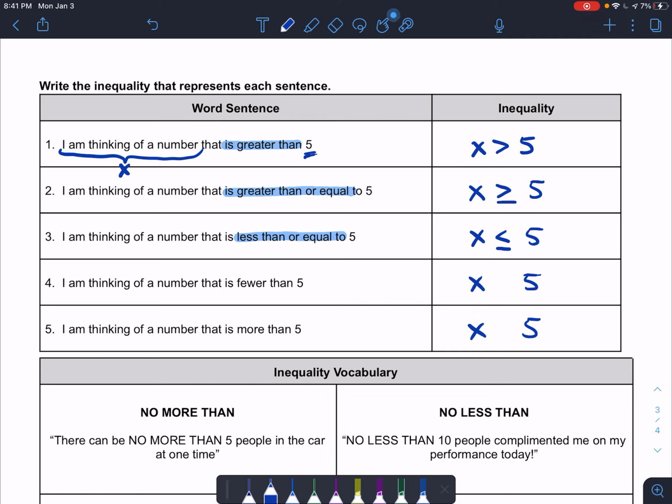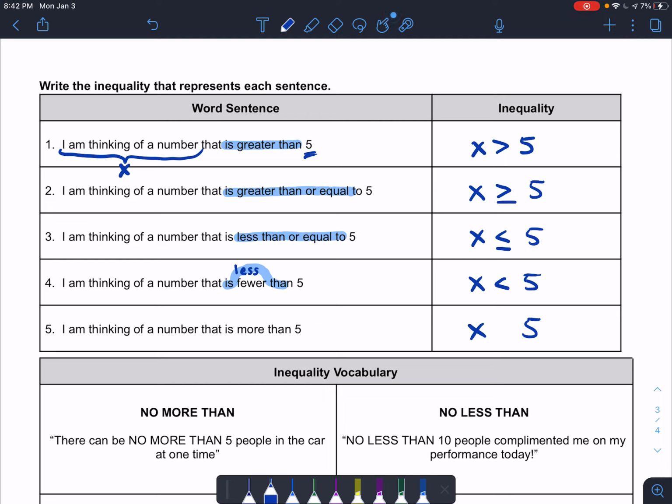Okay, I'm thinking of a number that is fewer than 5. Ooh, fewer. Oh, I would think of a different word. Instead of saying "fewer," I would translate that word fewer to "less than 5," right? So now I know that I'm thinking of a number that is less than 5, and so I would want x to be less than 5. I would add my less than symbol.